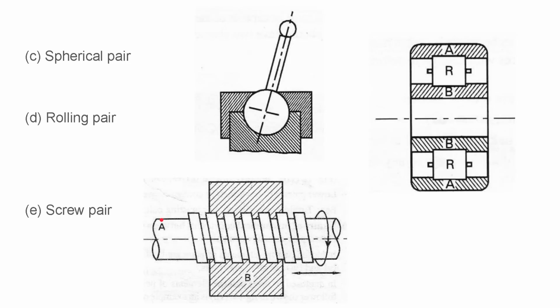Now we have a spherical pair. So spherical pair means that when two elements of a pair are connected in such a way that one element has a spherical shape, so this is one element and it has a spherical shape, and it is put into another element, and this makes a spherical pair. It can turn or swivel about its own axis. So this is the axis, it can turn about its own axis, and the pair is called the spherical pair. So the ball and socket joint of our shoulder makes a spherical pair.